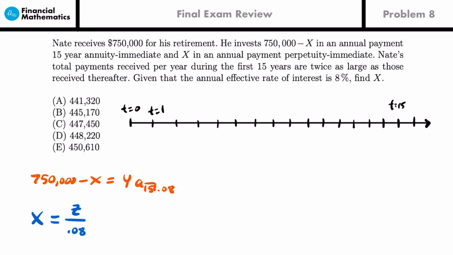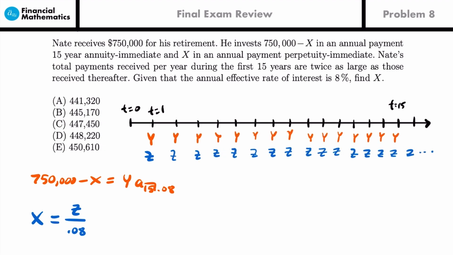So keep that in mind, but at every moment in time, up till time 15, he's getting a payment of Y from that annuity immediate and a payment of Z from that perpetuity. All right, so I filled that in here. You can now see where all of those payments would be on the timeline. But what this is telling us in the problem is that the total payments received per year during the first 15 years are twice as large as those received after. So up to time 15, the amount he's receiving every year, which would just be Y and Z, is equal to twice the amount of what he's receiving after 15 years, which is just going to be payments of Z, right?